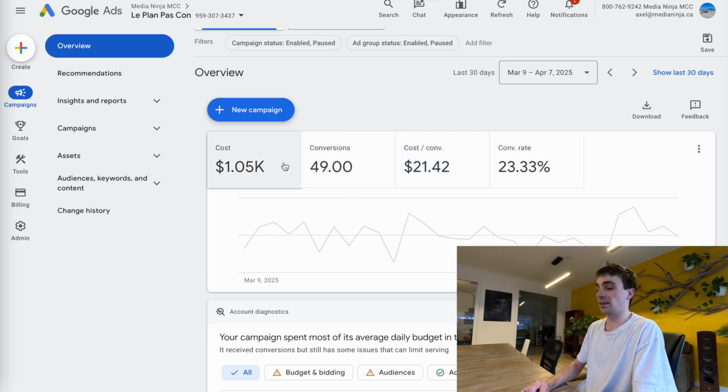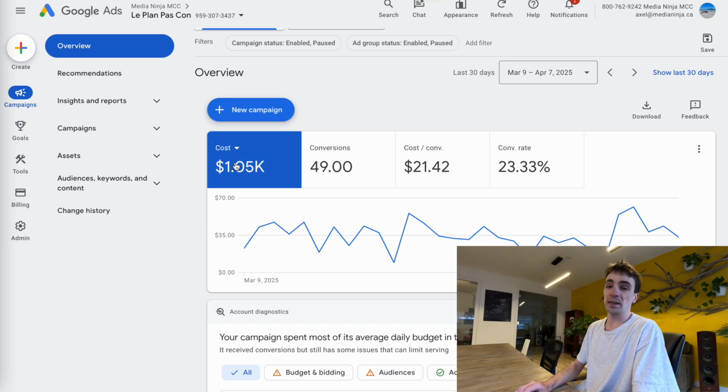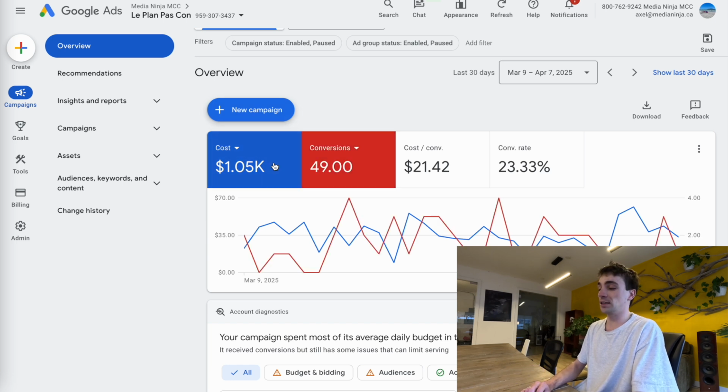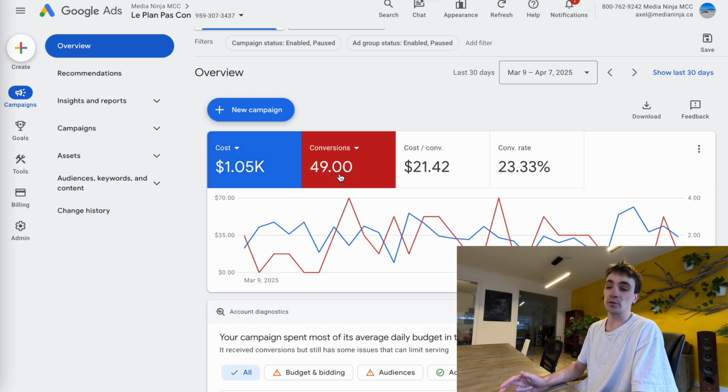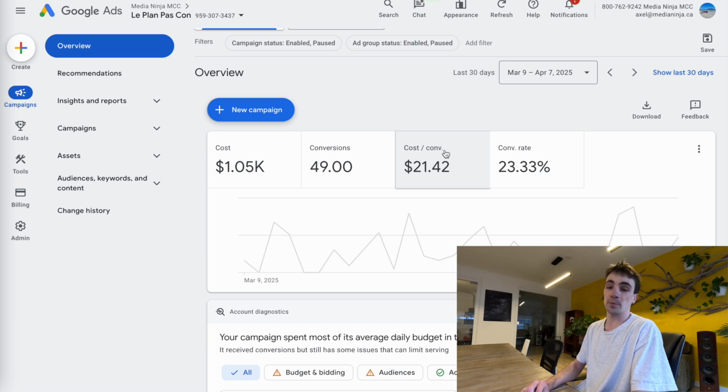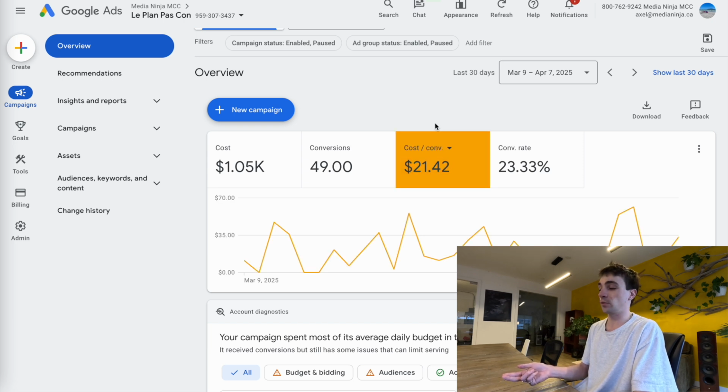So I can see here that in the past month, this guy spent $1,050, give or take, and he got 49 conversions out of that. So if I divide the total cost of his ads in the past month by the number of conversions, which is 49, I get an average cost per conversion of $21.42. So that's his average cost for every quote that he's getting through his moving company website.